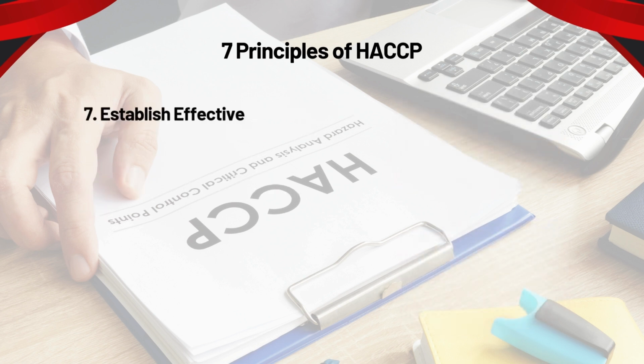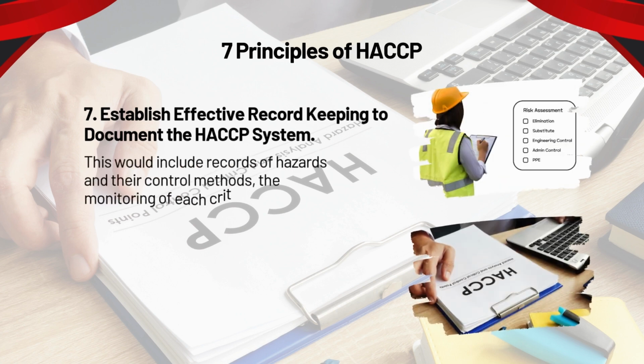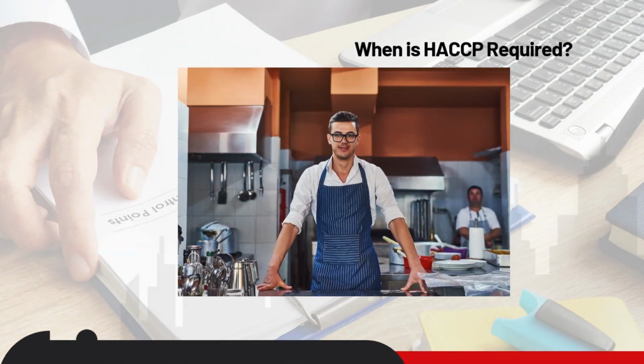7. Establish effective record keeping to document the HACCP system. This would include records of hazards and their control methods, the monitoring of each critical control point, and the action taken to correct potential problems.